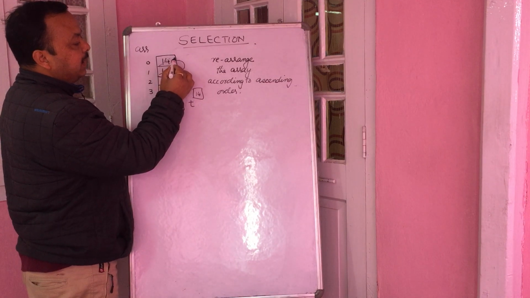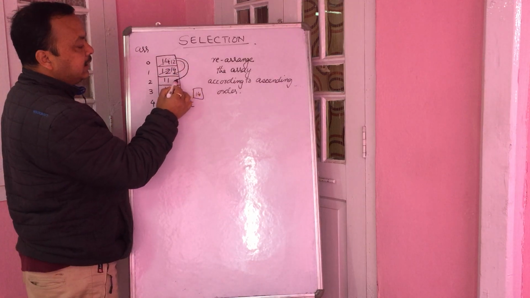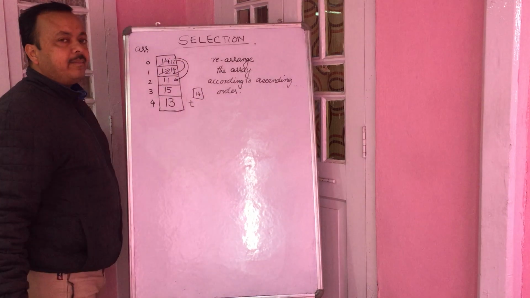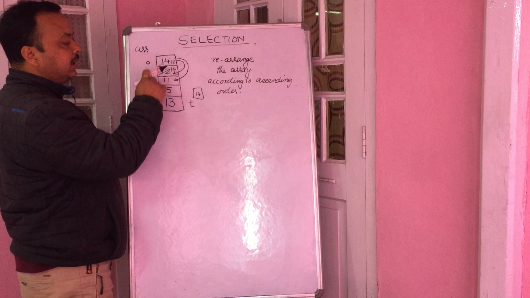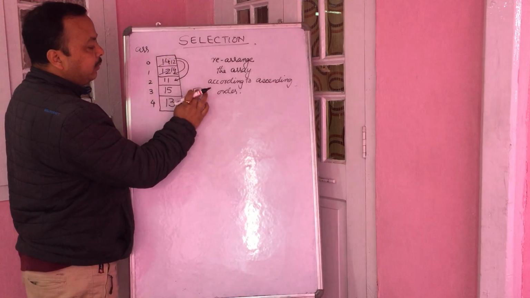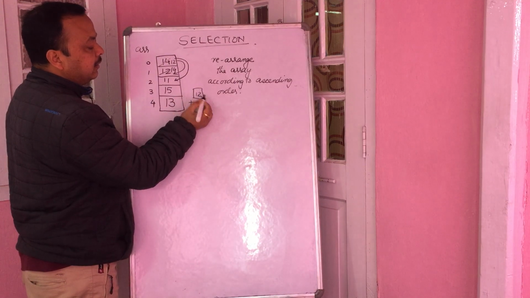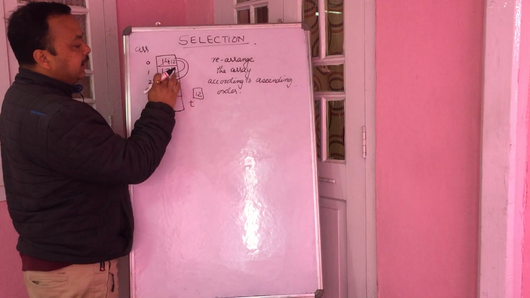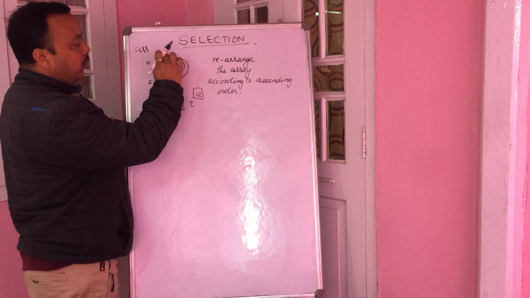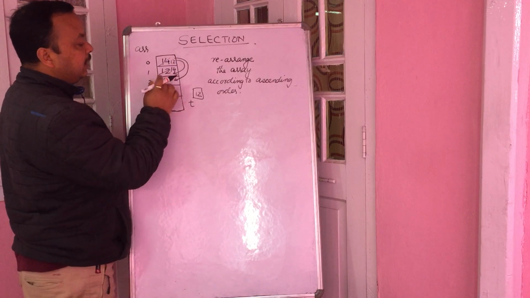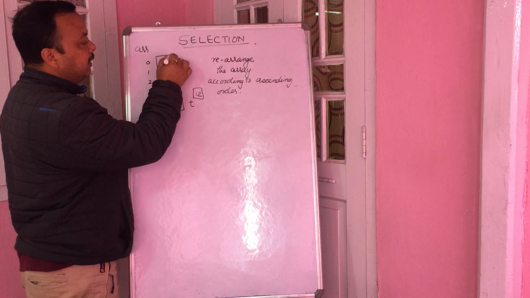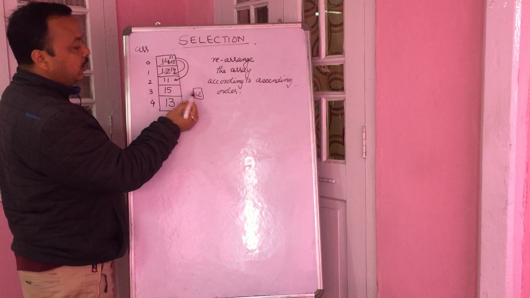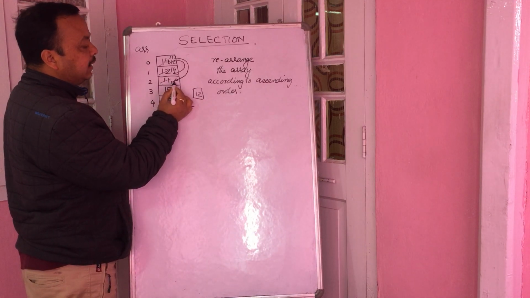So the next comparison will be whether 12 is greater than 11. Yes, 12 is greater than 11. So 12 will be copied here first. And 11 will overwrite the 12. So 11 will overwrite 12 and 12 will come and overwrite 11.